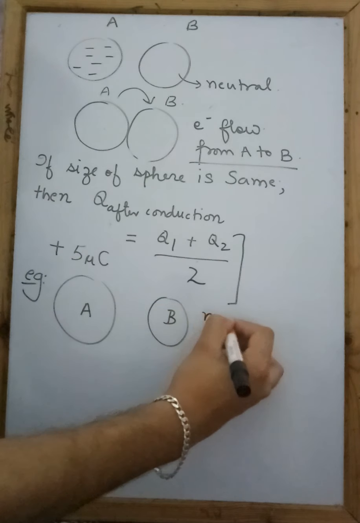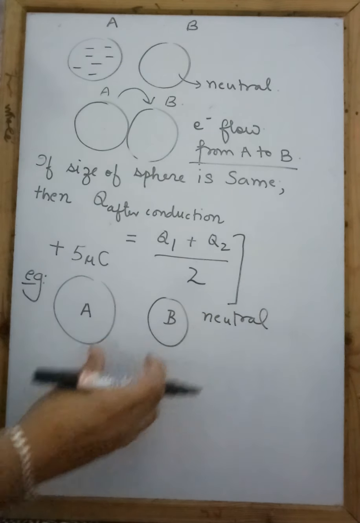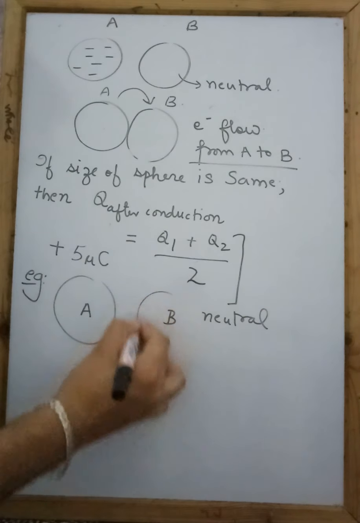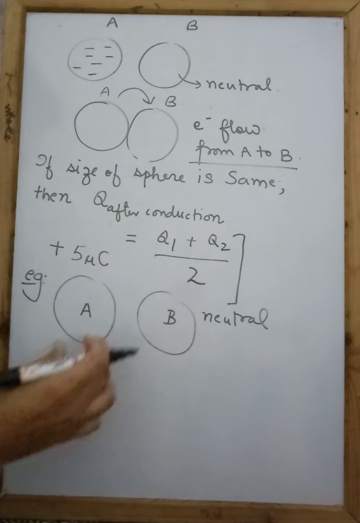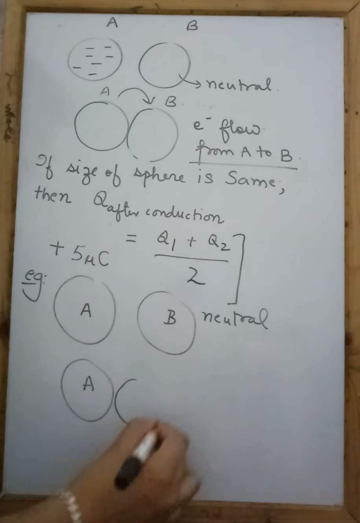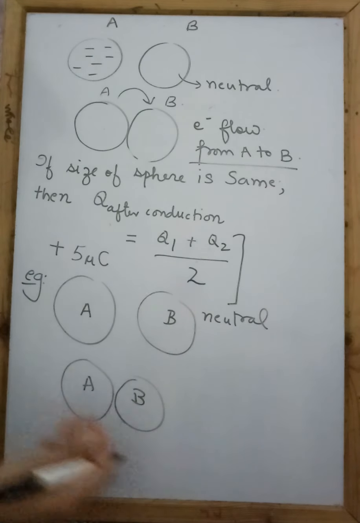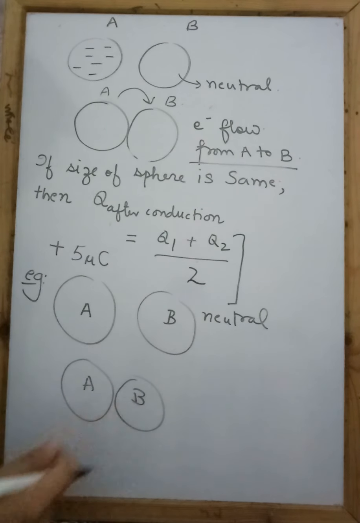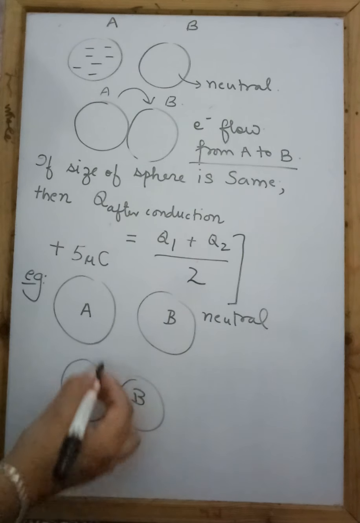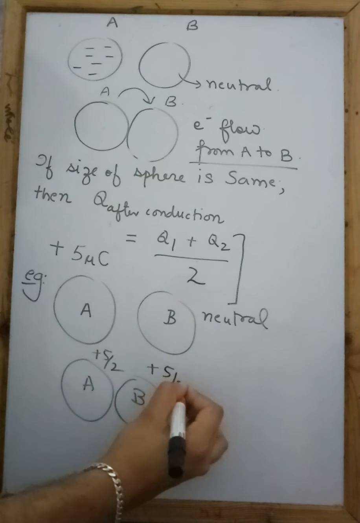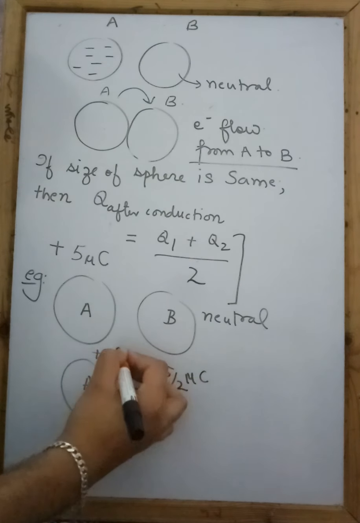It carries 0 charge. But they have the same size. Let's suppose the size of A and B are same. So A and B have the same size. Now if you put them in contact, let's suppose A is made to come in contact with the sphere B, if there is a contact between A and B, now if I ask you what are the charges on both of them, in that case A will have a charge of +5/2 and B will also have a charge of +5/2 microcoulomb.